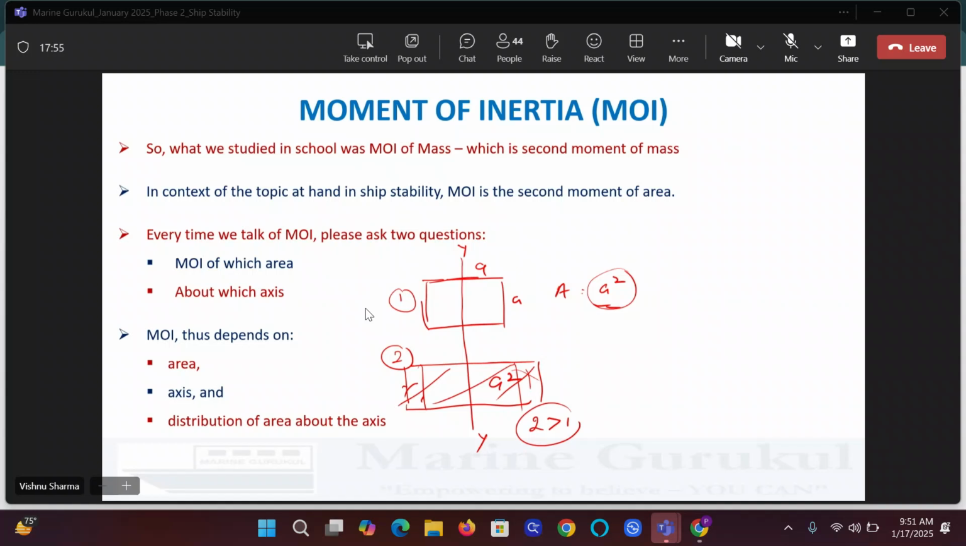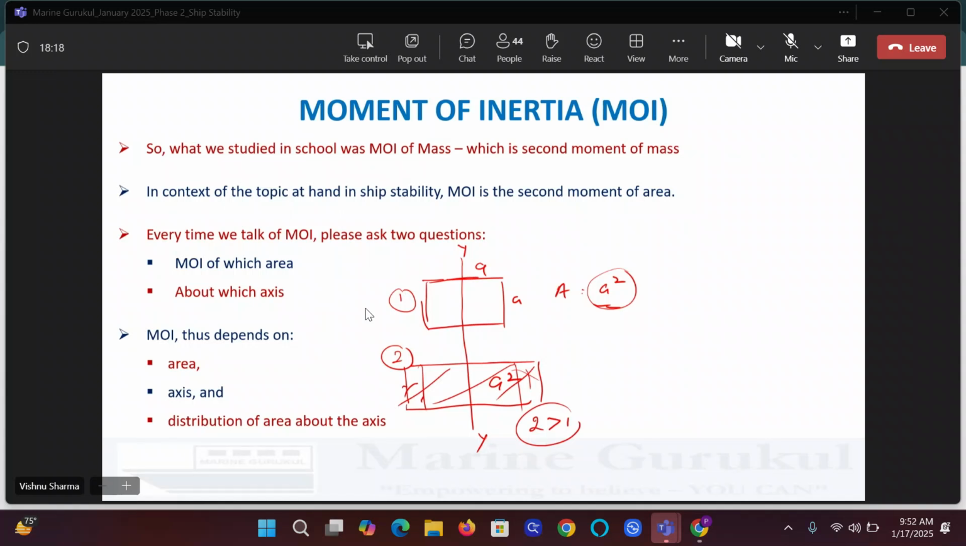Now, how are we going to calculate? In our questions, there will be two types of areas, one involving regular geometric shapes and the other involving curvilinear shapes. Today we'll focus only on the regular geometric shapes and tomorrow we'll bring in the curvilinear shapes.